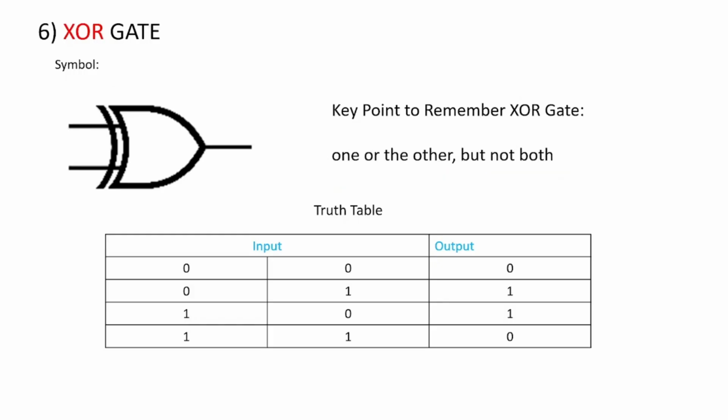This is the XOR gate. It is the same symbol of the OR gate, just an added curve. The output would be 1 if and only if one of the inputs is 1. Just remember one or the other, not both, and you'll remember the truth table.